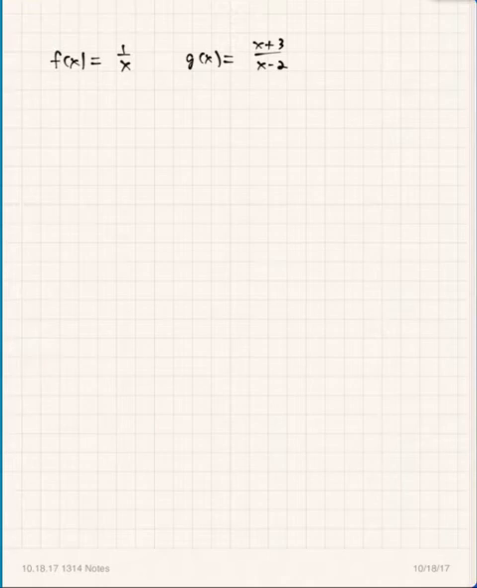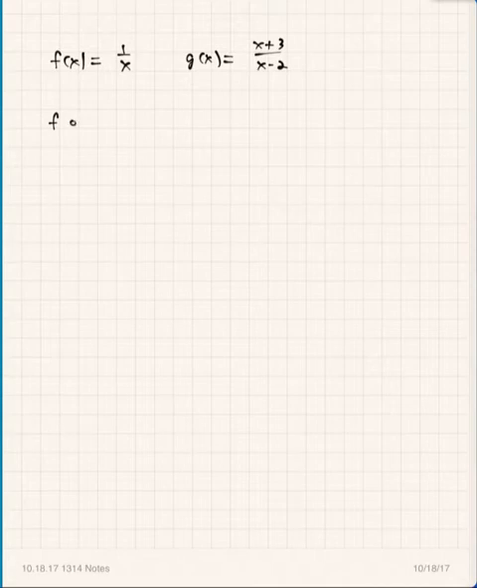So let's look at a different kind of group of functions. Let's say we have f of x is 1 over x, and g of x is (x plus 3) over (x minus 2). All right, so this one's going to be a little bit trickier as far as looking at composition, because you've got these fractions here.